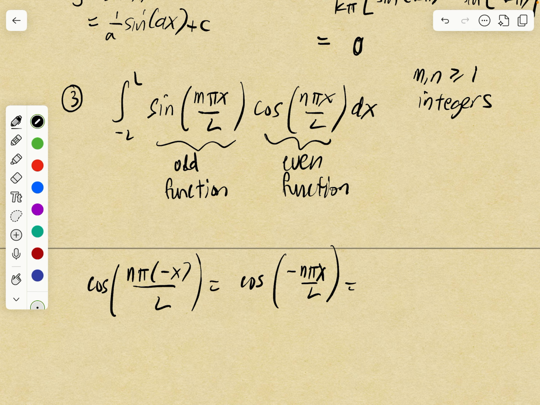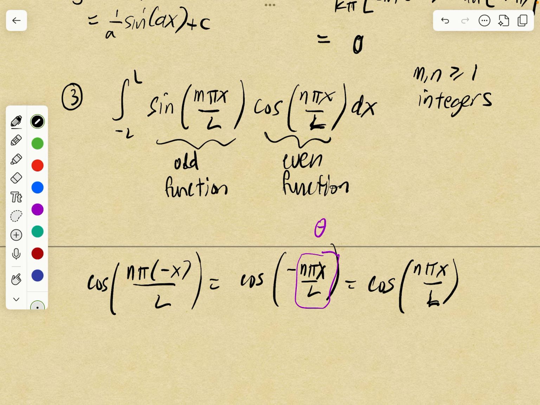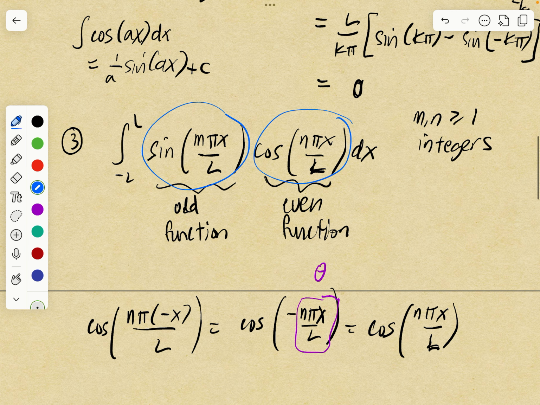And then we use the same idea: if you take n pi x over L to be theta, cosine of negative theta is equal to cosine of theta. That's a property of cosine. And so you're just going to get cosine of n pi x over L. So when you replace x by negative x, you actually get the same function. That means that you have an even function. And we know that the product of an odd function with an even function is an odd function, and so the integral is 0.